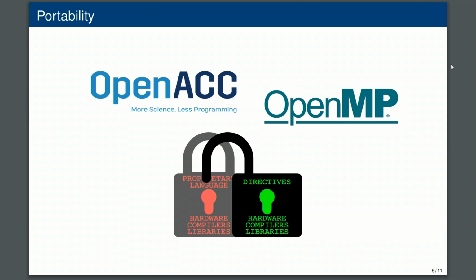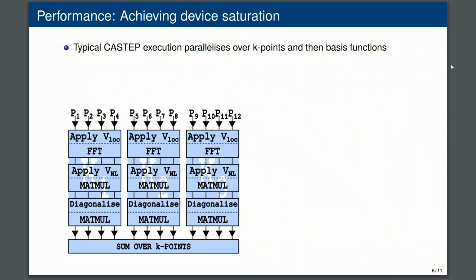So, to the next slide. Okay, so I'll talk a little about performance, and performance in particular with plane wave pseudopotential DFT. As I've said before, the usual execution for CASTEP is in parallel in some way, usually on HPC, so large-scale parallelism. And the priority is to parallelize over K points and then over basis functions.